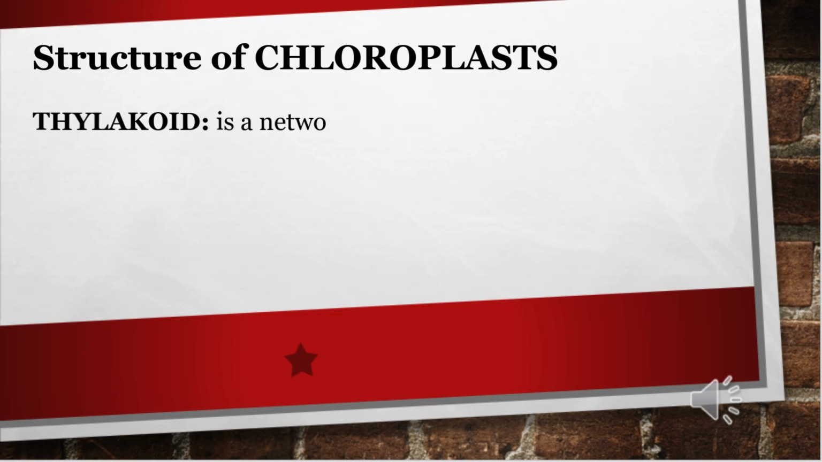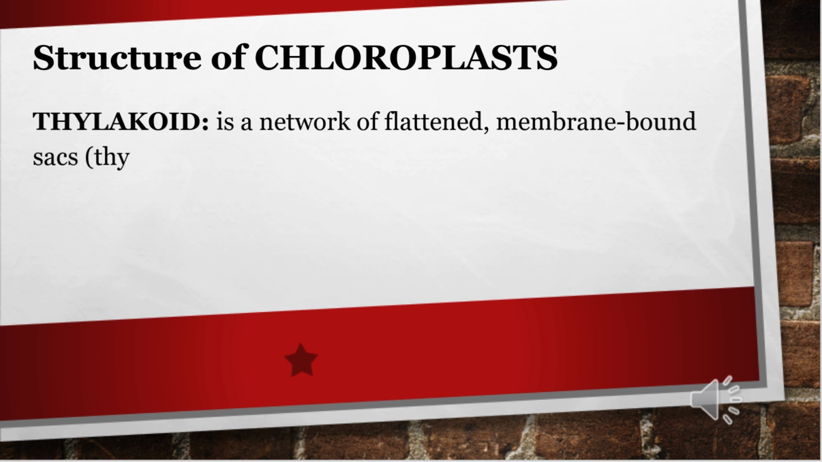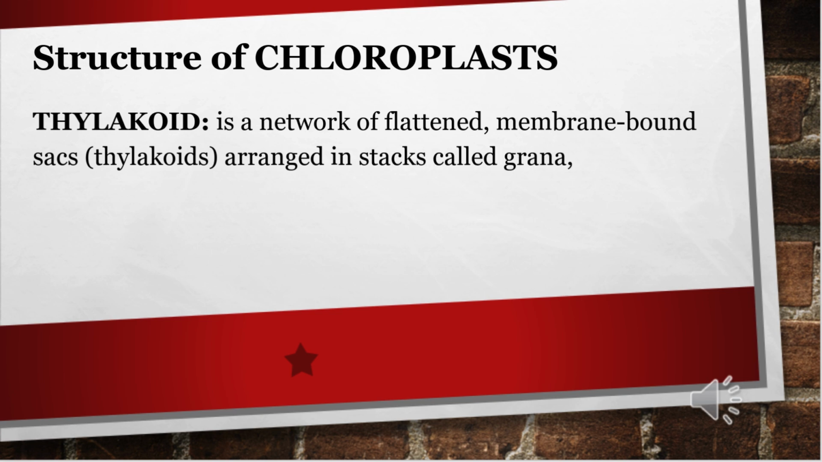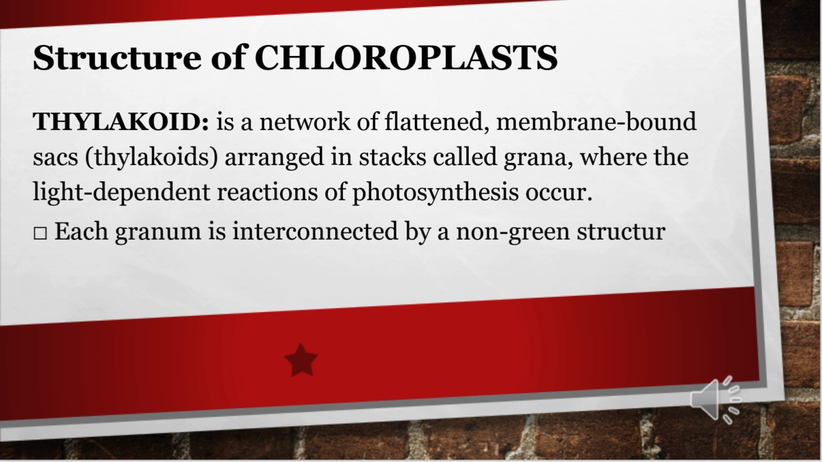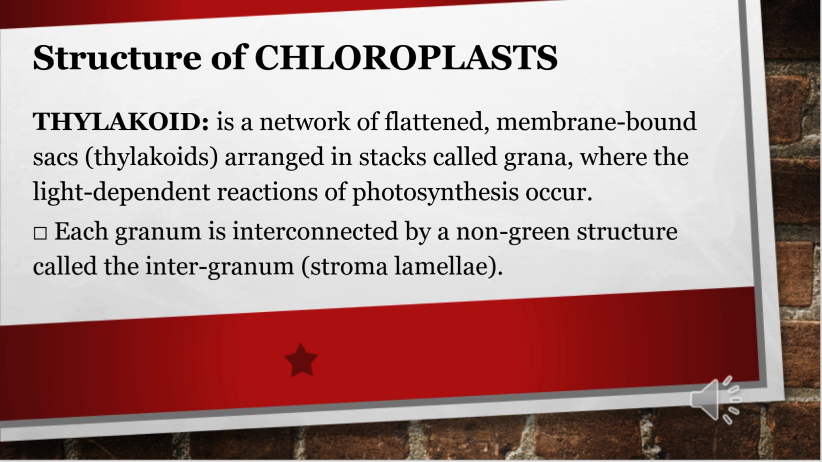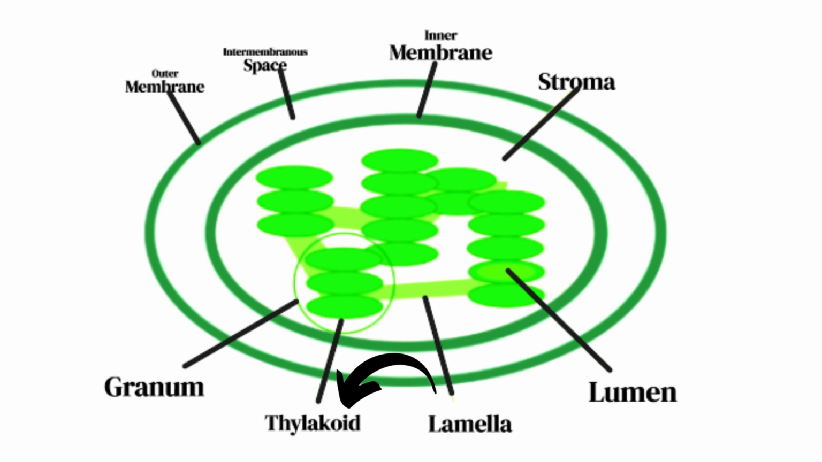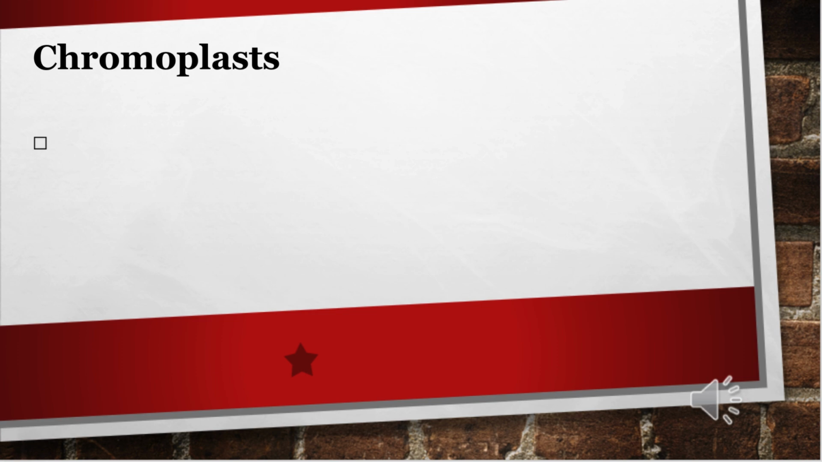Thylakoid is a network of flattened, membrane-bound sacs, thylakoids, arranged in stacks called grana. The membranes of the granum play a key role in light absorption and ATP synthesis, as they contain chlorophyll and essential proteins for the light-dependent reactions. Each granum is connected to others through a non-green structure known as the intergranum or stroma lamellae. This connection helps in the transfer of molecules during photosynthesis.